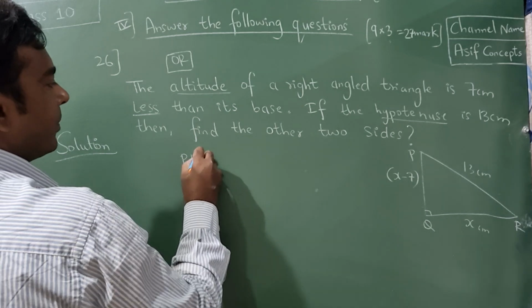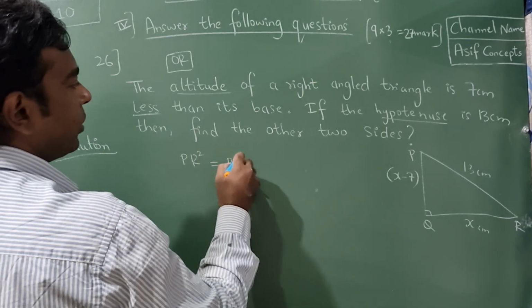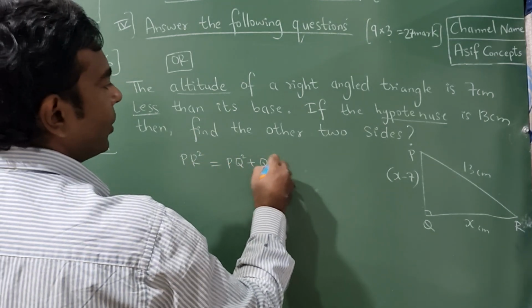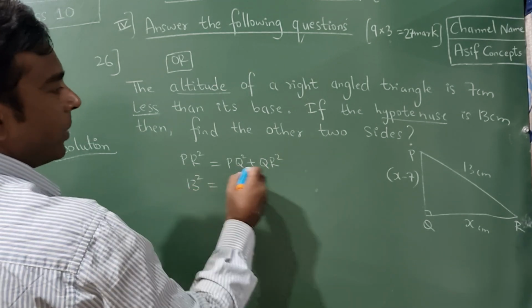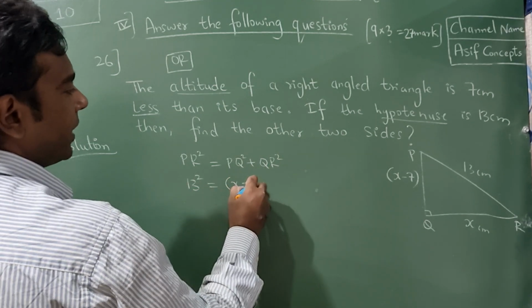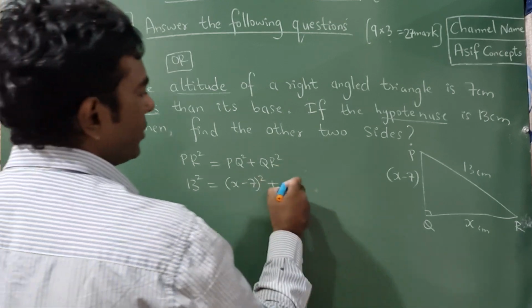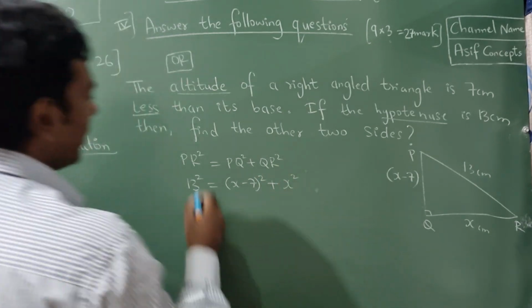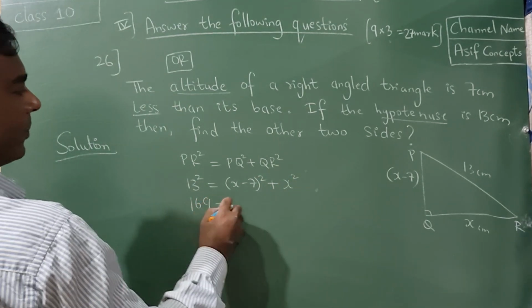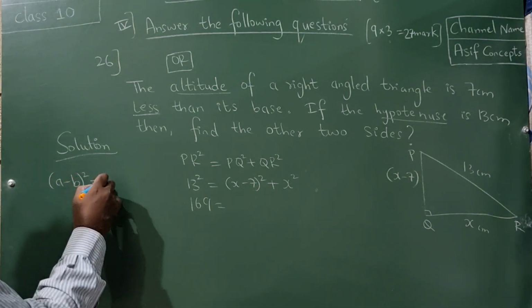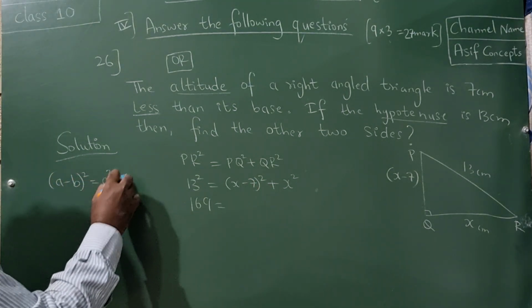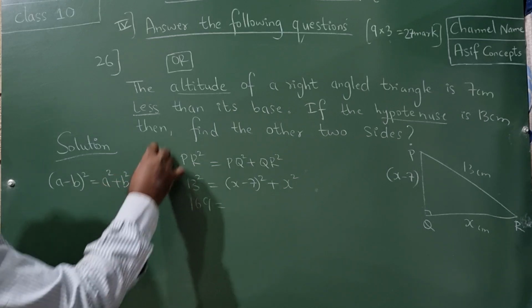So it will be PR square is equal to PQ square plus QR square. Now what is PR square? It is 13 square. PQ is how much? x minus 7 square. QR is how much? x square. Now 13 square is 169. Now for this you have to use the a minus b square formula. It is a square plus b square minus 2ab.